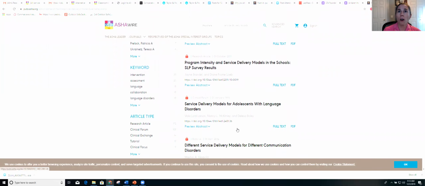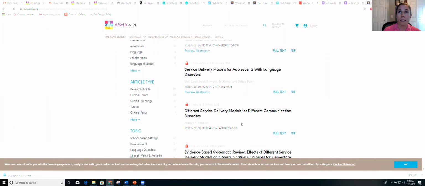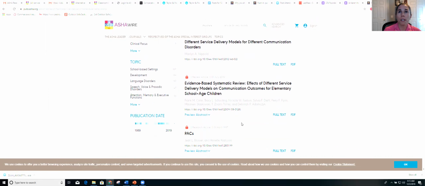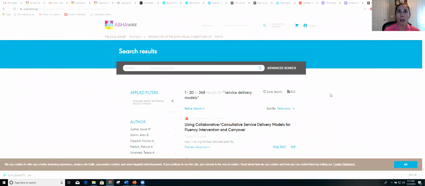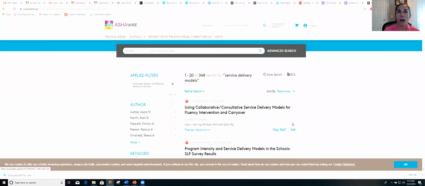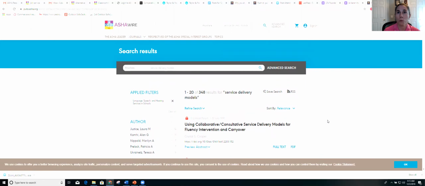But then there's also all these other articles that you can look at that will give you some information about service delivery models. I will tell you that I have scrolled through a lot of these, and I'm going to give you kind of the Cliff Notes version. But if you have a particular topic that you want to know more about, and you are in the schools, I would highly recommend starting with this resource, and then go through this one, type in some different search terms up here, see what comes up, and then you can always check the other journals as well.